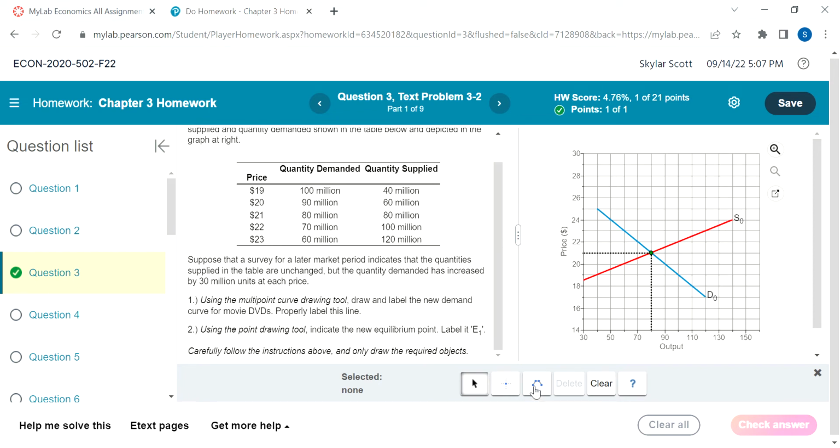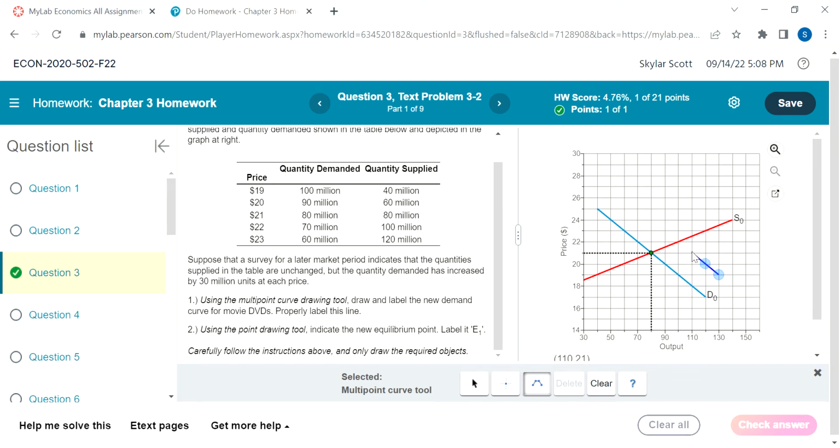So what I like to do is grab the multi-point curve tool like it tells me to do, and go to the first price, which is $19, and at D subscript 0 we should expect that to be at 100 million. Sure enough it is. We are going to go out 30 million, which is going to be the new increased quantity demanded at the point of $19. So we'll go out 1, 2, 3, and we'll draw our first point. Then we'll make a point for 20 because that is listed in the table.